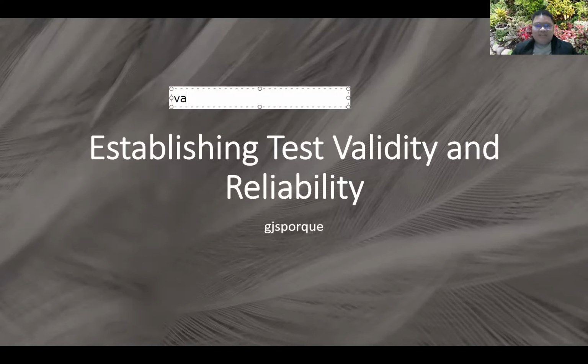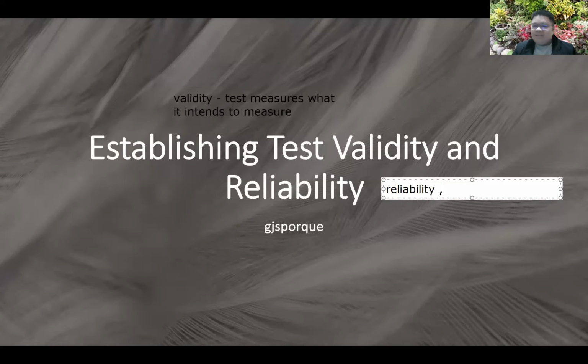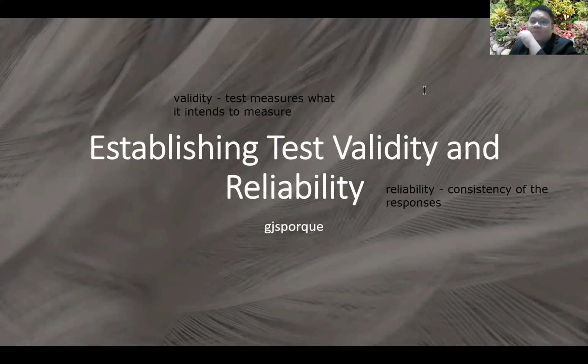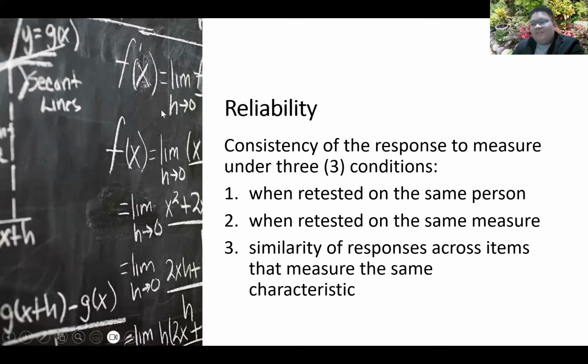So when we talk about validity, class, validity stands for if the test measures what it intends to measure. Whereas reliability is about the consistency of the responses. So try to recall those two definitions that will be important for us to differentiate these two terms, validity and reliability. Now, let's first discuss the term reliability.